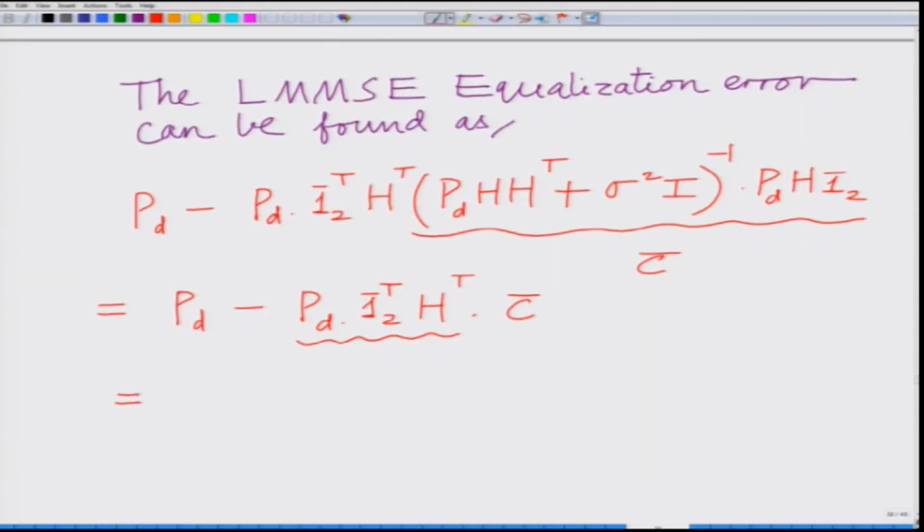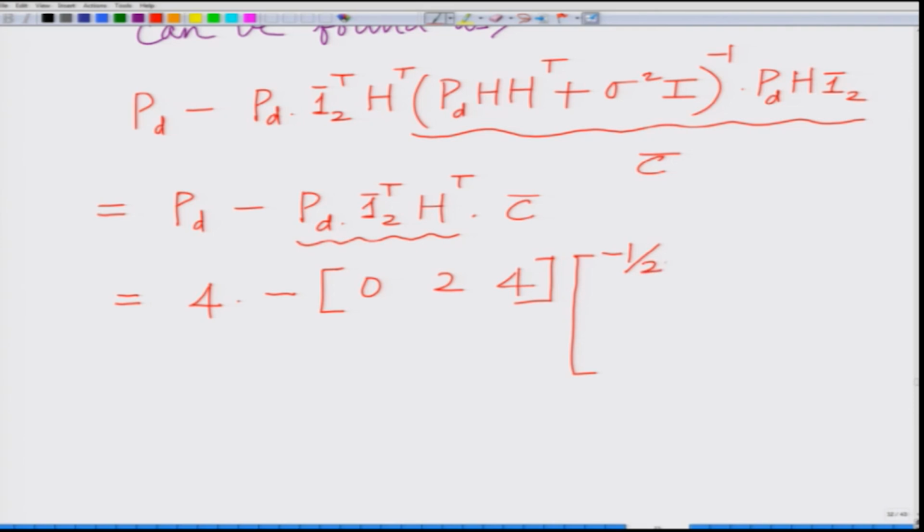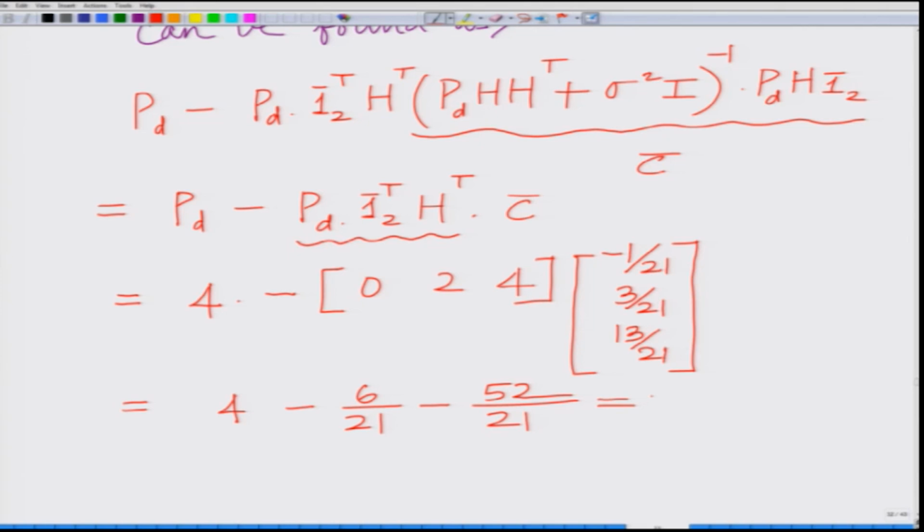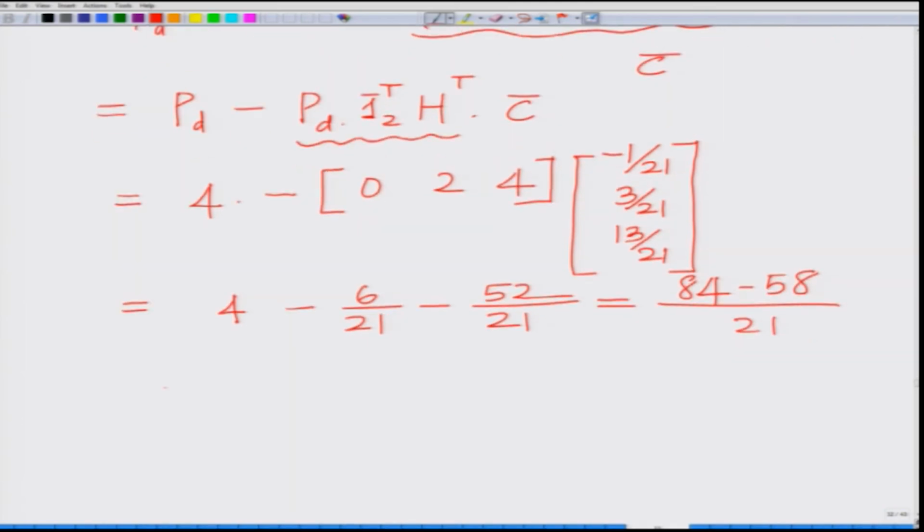So, this is simply your PD, which is 4, minus PD into 1 bar 2 transpose H transpose, that is 0 rho vector 0 to 4, times C bar, which is your equalizer vector, and the equalizer vector is nothing but what we have just derived, minus 1 by 21, 3 by 21, 13 by 21. So, this is 4 minus 6 by 21 minus 52 by 21, and that is equal to 84 minus 58 by 21 equals 26 by 21, and this is nothing but your LMMSE equalization error.